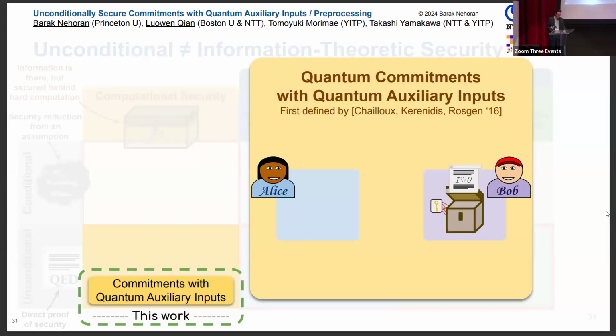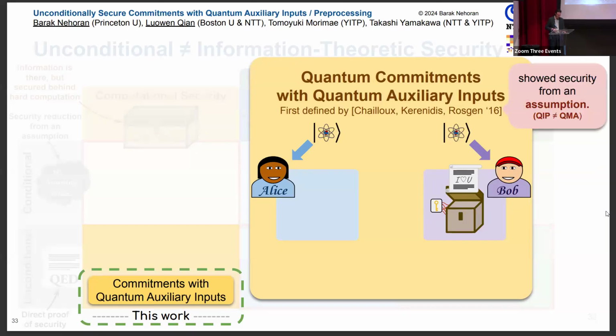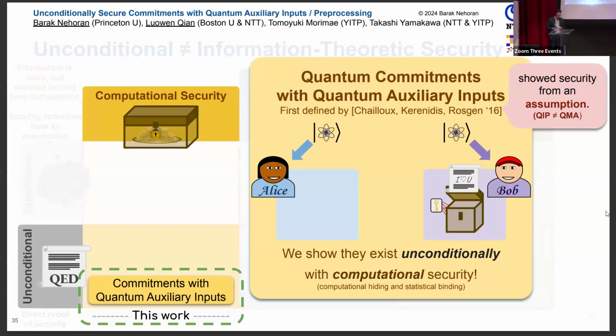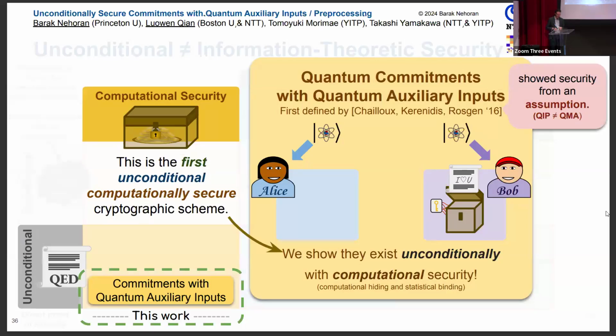Commitments with quantum auxiliary inputs were first defined by Chailloux, Kerenidis, and Rosgen in 2016 and allow all parties to receive a quantum advice state as input. The CKR construction showed security from a computational assumption. We show, perhaps surprisingly, that no computational assumption is needed. In other words, that they exist unconditionally with computational security. And to the best of our knowledge, this is the first example of a cryptographic protocol whose security is inherently computational, but yet is unconditionally secure.